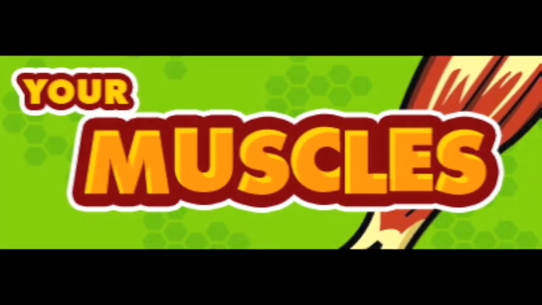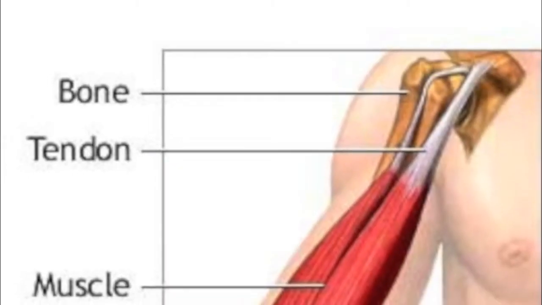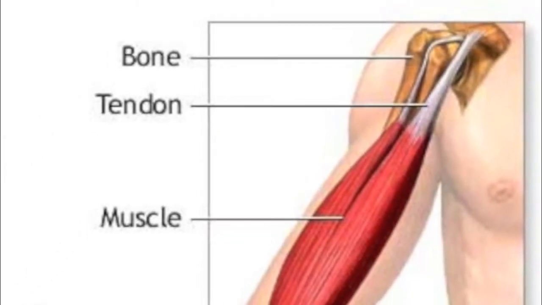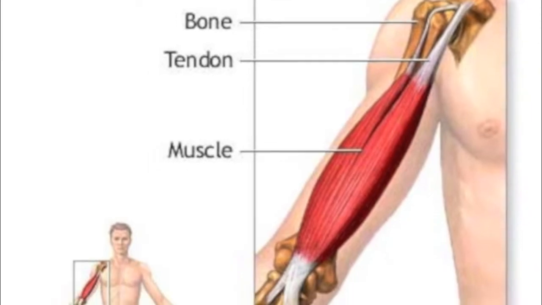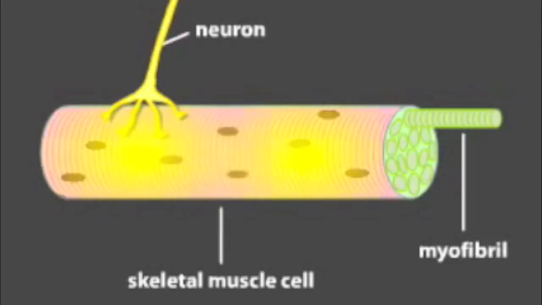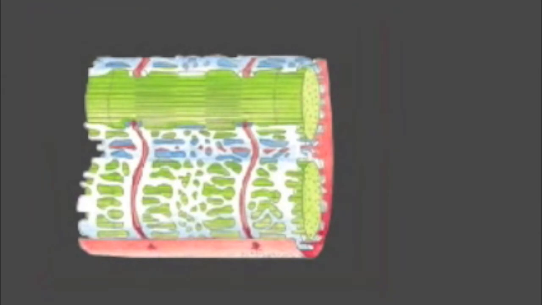A muscle consists of many different parts. The entire skeletal muscle is connected to the bone by a tendon. Within the muscle, there are small cylinders called fascicles. These fascicles are each made up of muscle fibers, also known as muscle cells.